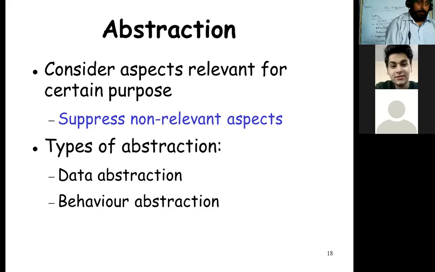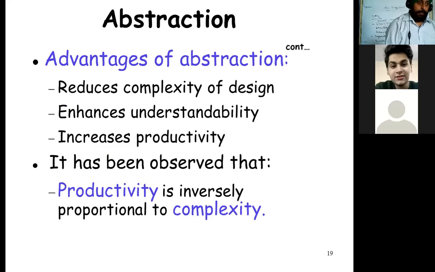Then the abstraction, where we consider only some relevant aspects to be shown to a particular user for a certain purpose. The rest of the components or aspects which are not relevant to a particular user are not shown. So this concept is known as abstraction. I will stop here for 5 seconds. You read the first line again and again. So abstraction can be of data and abstraction can be of behavior. Then the advantages of abstraction: it reduces the design complexity, it enhances understandability, it increases productivity.